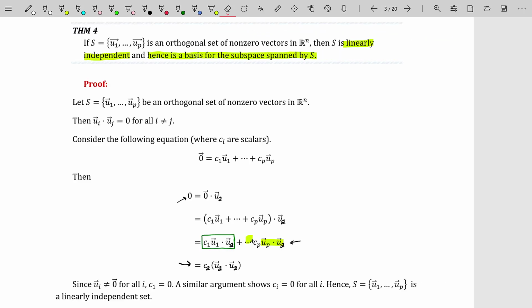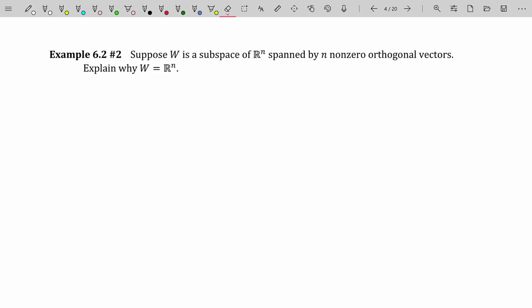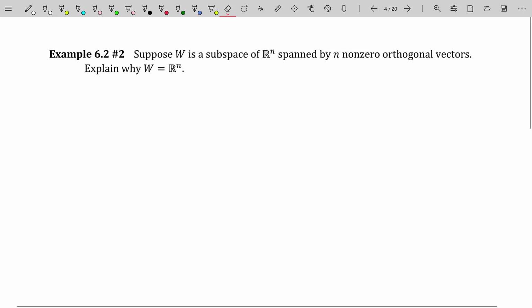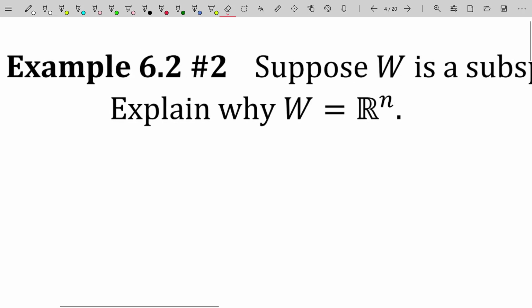But don't let the proof pull you off the path of what this theorem is saying. If you have an orthogonal set of non-zero vectors, that set is linearly independent and is therefore a basis for the subspace spanned by S. We'll finish out this video with a quick example. There's not much to this example, but it's still nice to see. Suppose that we have a subspace called W of Rn, and it's spanned by n non-zero orthogonal vectors. Explain why W must equal Rn.